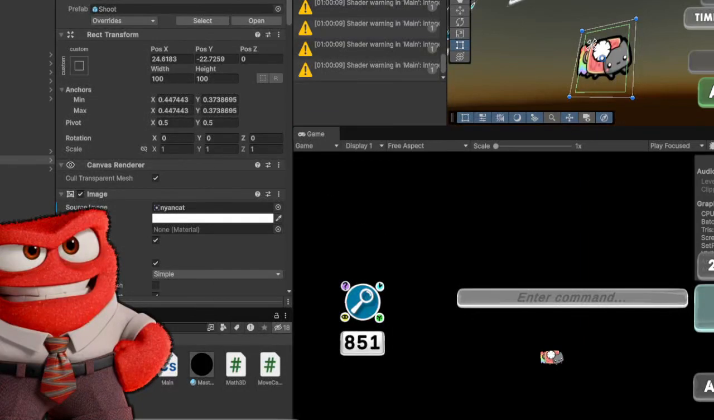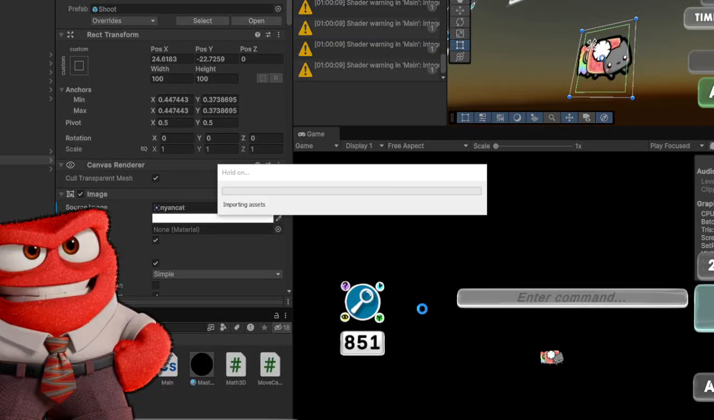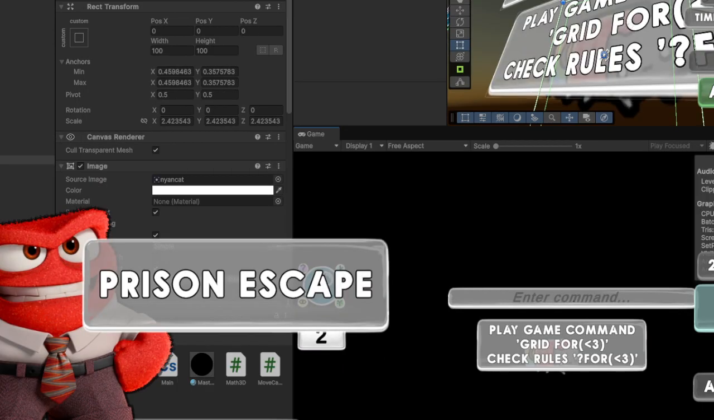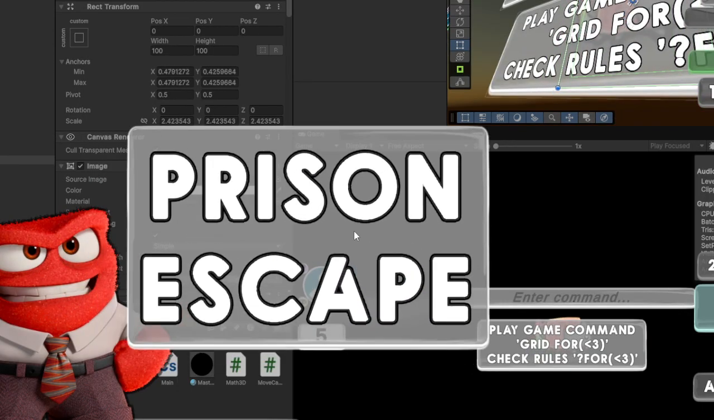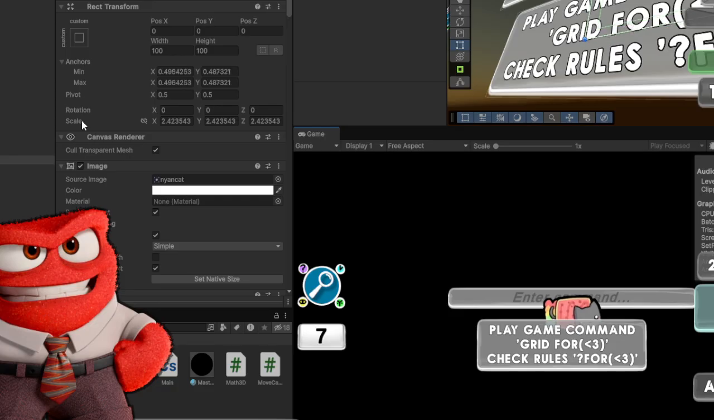Guys, I have an engine update, and this one's a little bit different. It's kind of like a prison escape moment. And this prison is actually staring at us at all times. These are called Euler angles, my friends. You can see the neon cat rotating, basically. Or technically shrinking. It's getting squeezed.